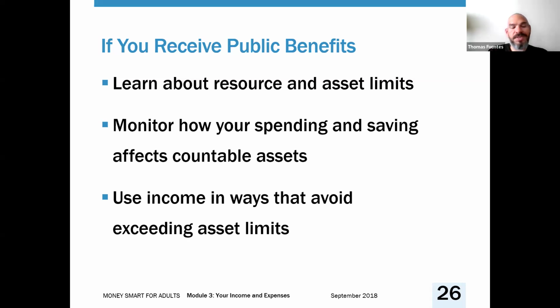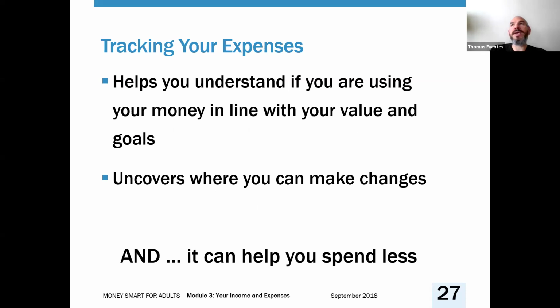Using income to pay down debt or pay a bill early is one way to use income that would otherwise put you over the asset limit. So use income in productive ways that avoid exceeding the resource limits. But again, you're only going to be knowledgeable of this if you go to the website of whatever administrator it is, so that you understand the program restrictions for it.